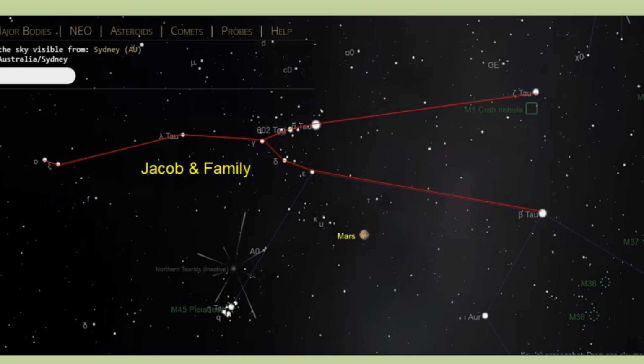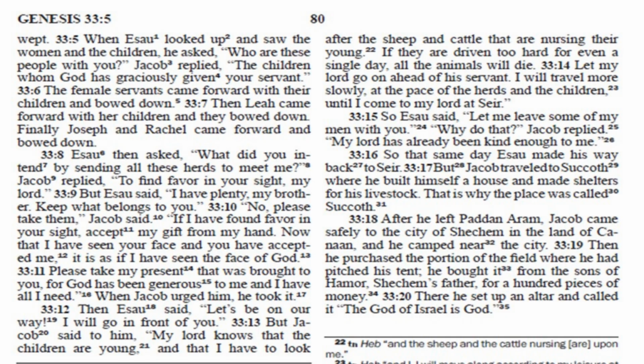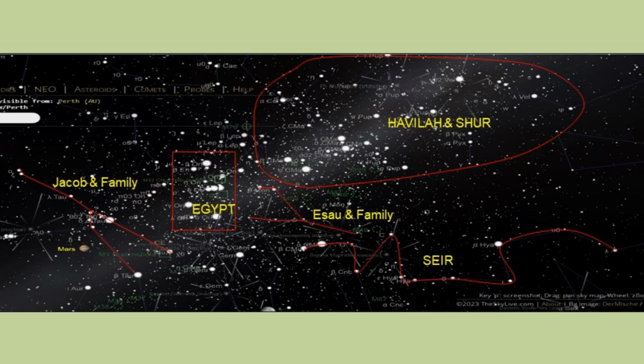This also suggests that there may be 3 bands of asteroids present ahead of the sun which are not visible to us. The verse number 14 states that, "Let my Lord go on ahead of his servant. I will travel more slowly at the pace of the herds and the children until I come to my Lord at Seir." This indicates that the sun will meet Shul star again when it goes to the constellation Hydra.